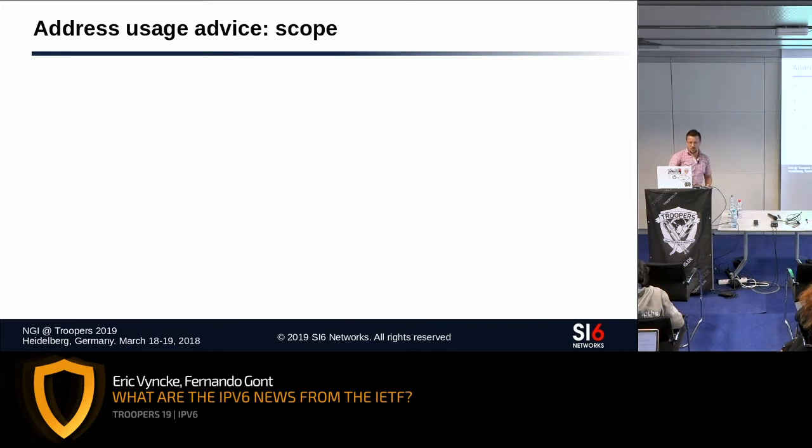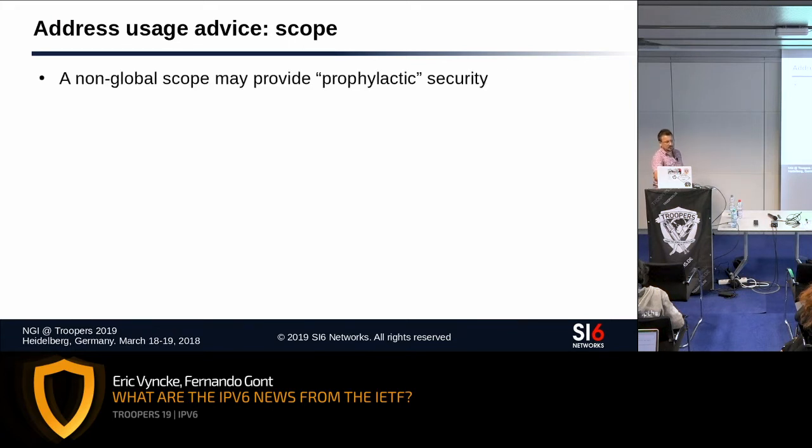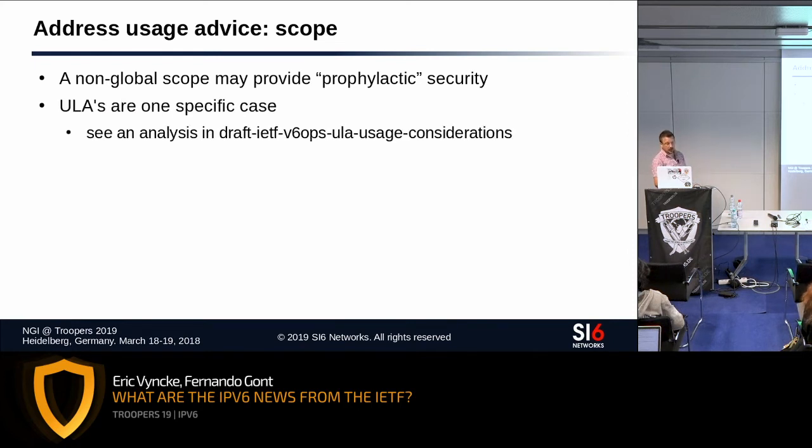So let's start with scope, and this is related to what Eric presented during his talk. If you have, for example, a non-global address scope, that provides some kind of prophylactic security, meaning that in theory you cannot reach those addresses because you are out of scope. It's like if you are connected on a local network here and you try to get to my link-local addresses at home, you won't be able to, okay? Of course, then there are the small details and things that you can do, but that's a security-related property with the scope. ULAs are one specific case of this.